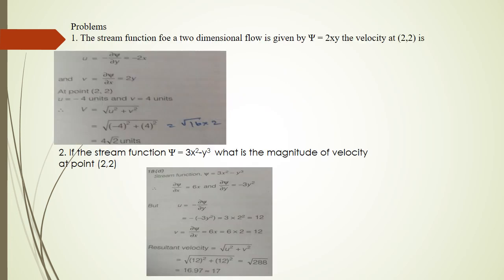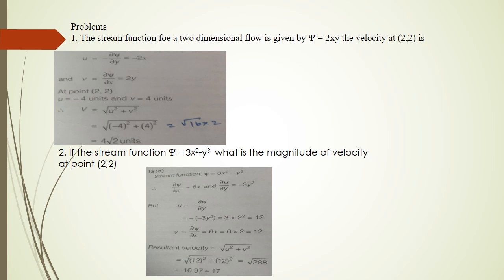Next, we are going to discuss a few problems. The stream function for a two-dimensional flow is psi equal to 2xy. What is the velocity at the point 2, 2? You know the formula: u equal to dou psi by dou y. So substitute and you will get u equal to 2x. Similarly, v equal to minus dou psi by dou x, giving minus 2y. Now substitute in the resultant velocity V equal to root of u square plus v square. So you will get 4 into root 2 units for the velocity at point 2, 2.